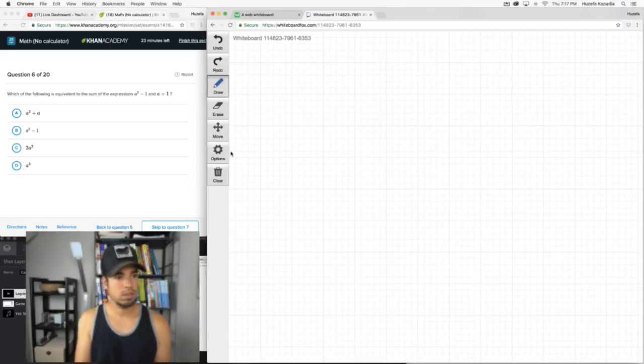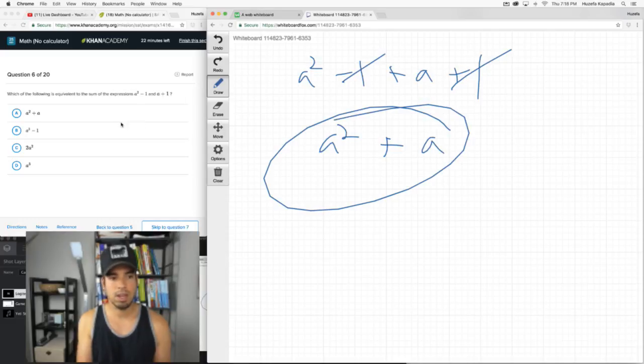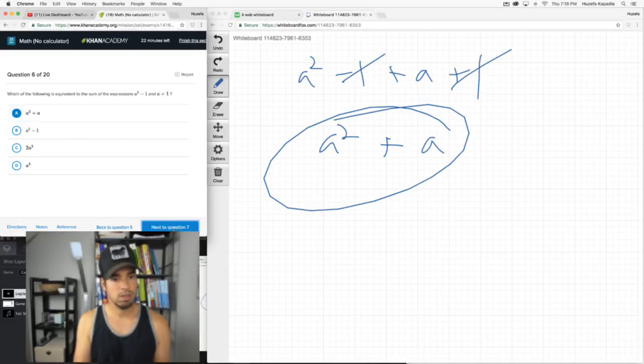There we go. It says, which of the following is equivalent to this expression? They just want the sum of these two. So all we're doing is adding up a squared minus 1 plus a plus 1. We're adding this whole thing. These guys cancel out. Oops, hold on. These guys cancel out. It's just a squared plus a. They don't combine because they're not like terms, and that's where you leave it.